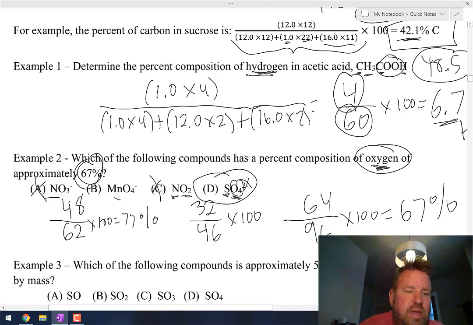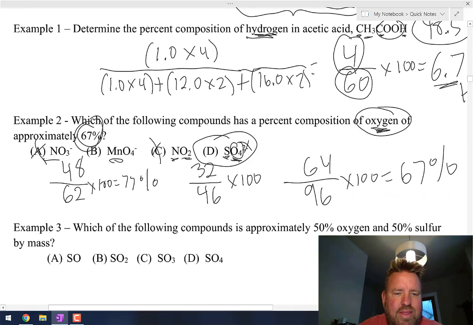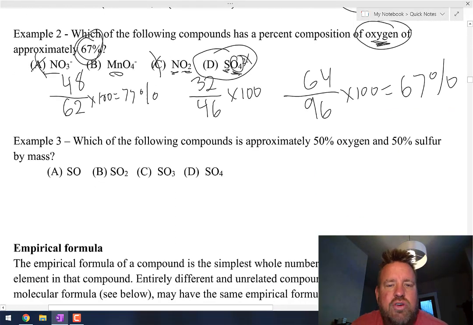Now certainly with B, you could go through it, and I just don't know the mass of manganese off the top of my head. I think it's like 52 or something like that, but I'm not entirely sure. So luckily the correct answer was D, so we're good.